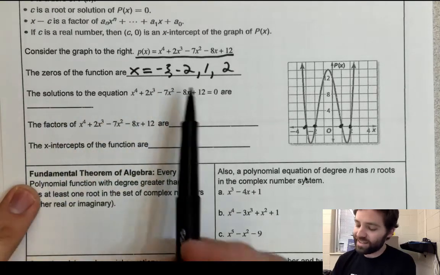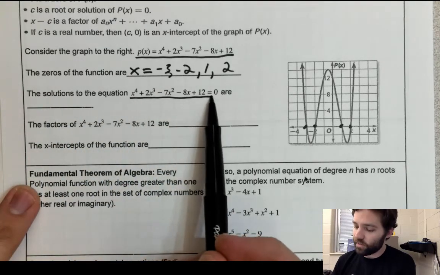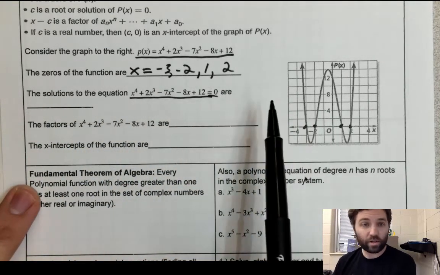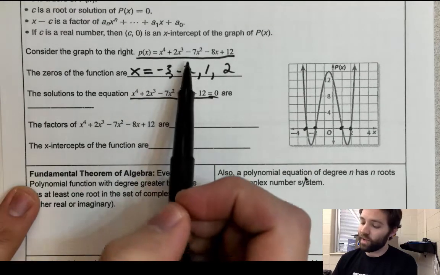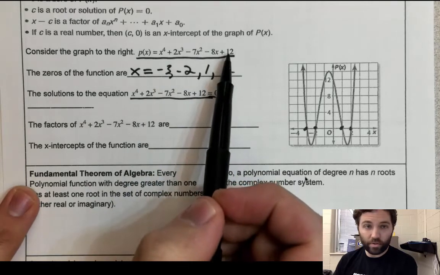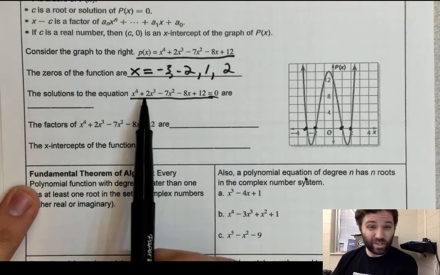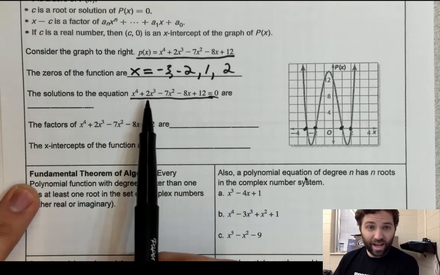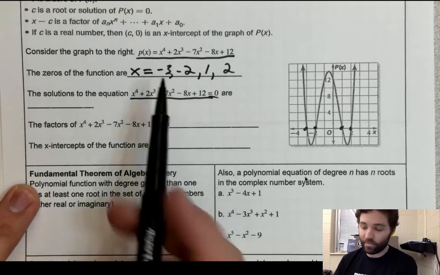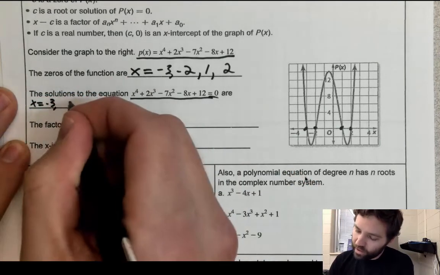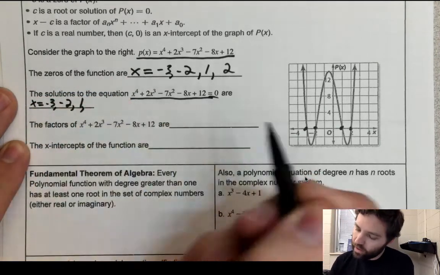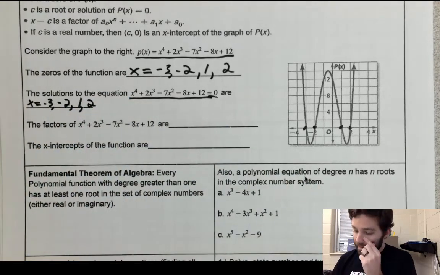The solutions to this equation, if we take that function and set it equal to 0 and make it an equation that we're trying to solve, the solutions will be the same. Again, the values that make the function 0 are the zeros. What this question is asking you is what numbers can you plug in for x that will make the left-hand side 0? Well, it's going to be the same numbers. So x equals negative 3, negative 2, 1, and 2, okay?